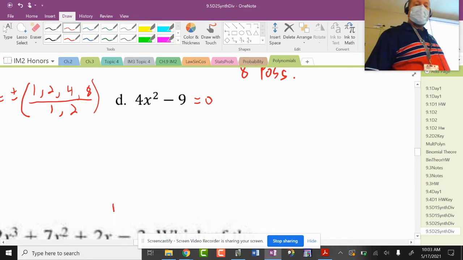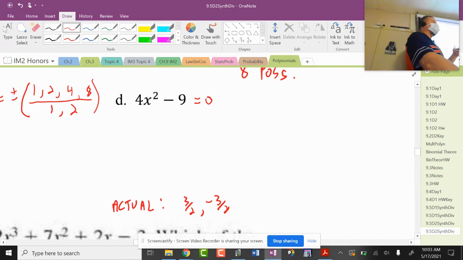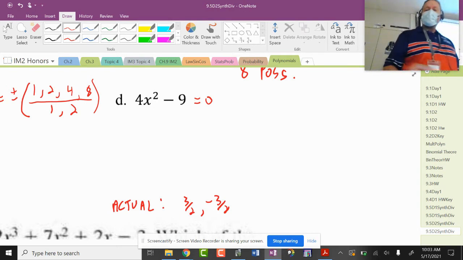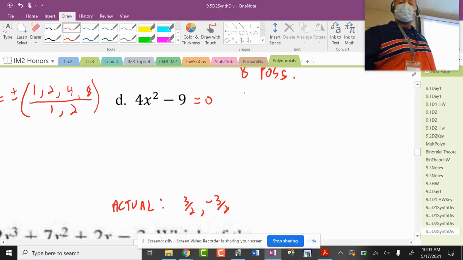Okay. The actual zeros, this is a difference of 2 squares. And I do want to do this. 3 halves and negative 3 halves. This is 2x minus 3 times 2x plus 3, a difference of 2 squares. And then you set them equal to 0. Am I right or am I wrong? Of course I'm right. Okay, but let's do our possibilities and show how this is kind of an annoying one.